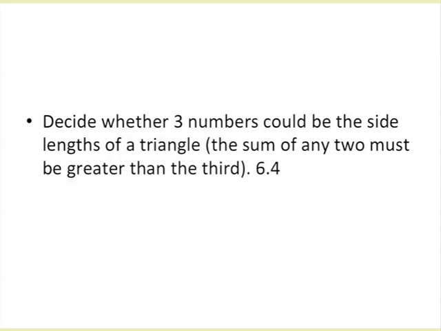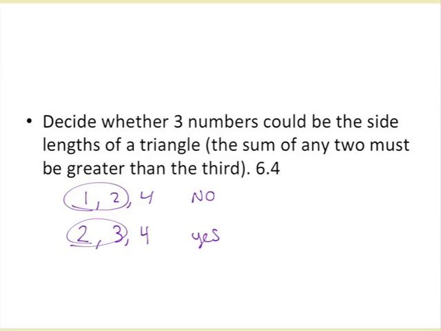The next type of problem on the test is to decide, given three numbers, if they can make a triangle or not. So given the numbers 1, 2, 4, can I make a triangle? No. The rule is, when you add up any two of them, it must be bigger than the other one. That does not work here, so those do not make a triangle. For the next set, yes, if I add up any two of them, it will be bigger than the other one, so I can make a triangle with those.